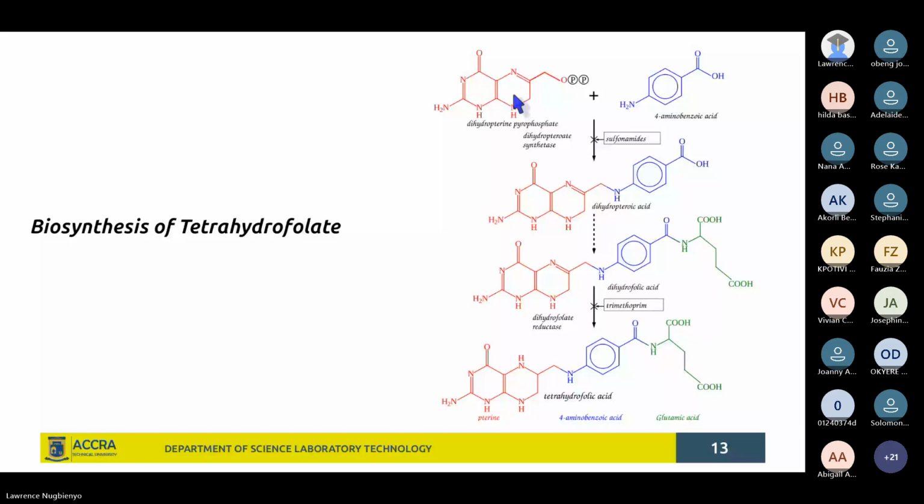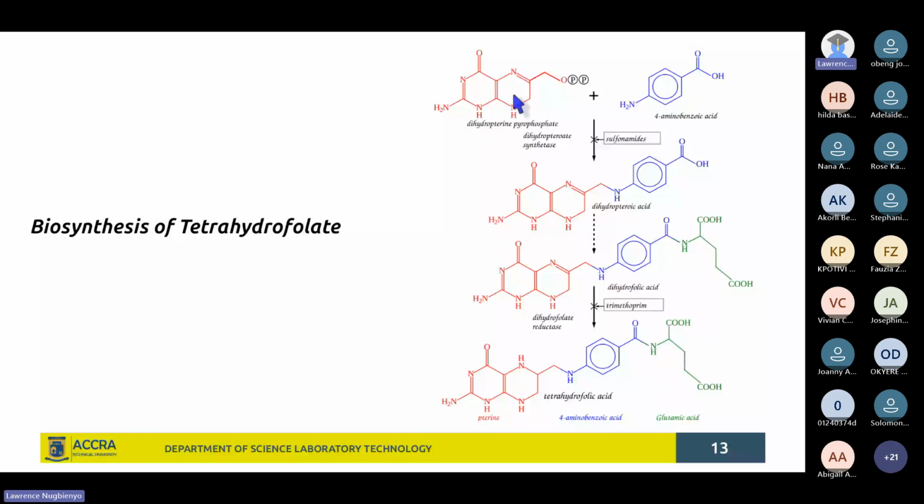Now, the bacterial cell actually synthesizes, it produces this folic acid by itself, by its metabolic reactions. The same way that, say, humans, we can also synthesize this folic acid through our metabolic reactions, the same way.